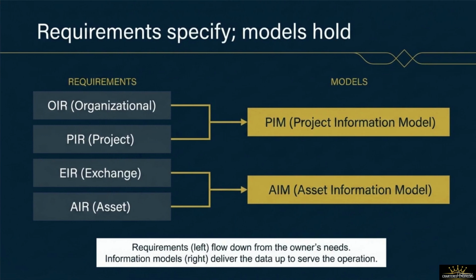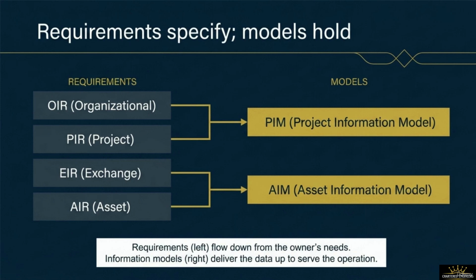To structure this workflow mechanically, the standard creates a clear division of labor. Requirements specify the needs, while information models hold the resulting data. Let's examine this structural relationship by mapping our requirements documents directly to our delivered models. On the requirements side, everything begins with the high-level Organizational Information Requirements, or OIR, which capture the corporate owner's business needs. These corporate needs distill down into the Asset Information Requirements, or AIR, which define the specific engineering data required to run the facility's equipment.